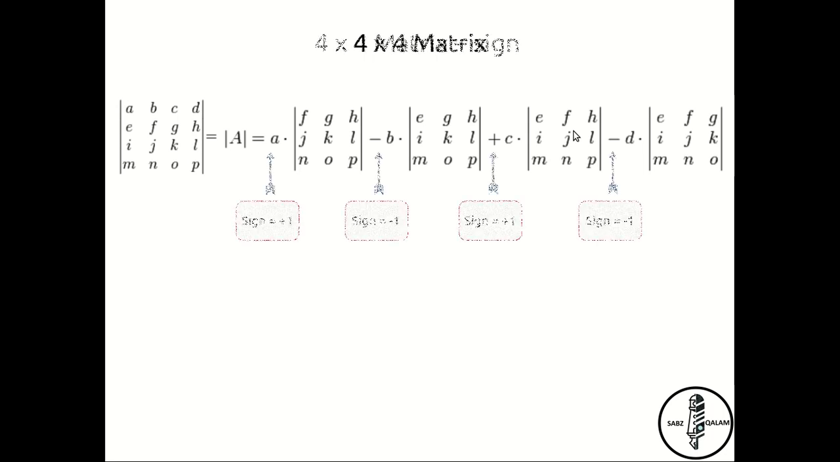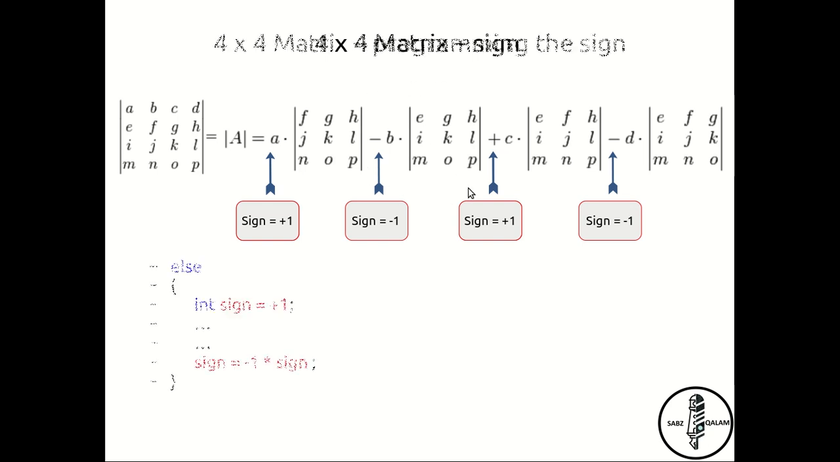Again, notice here the sign flickers. It was positive, negative, positive, negative. So we need a variable sign to multiply with our inner solution. And how do we do that? Well, it's easier. This is our else block. We're going to have a new variable sign. It's going to have this positive 1.